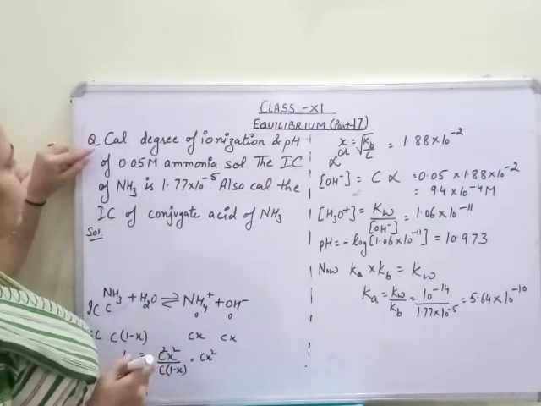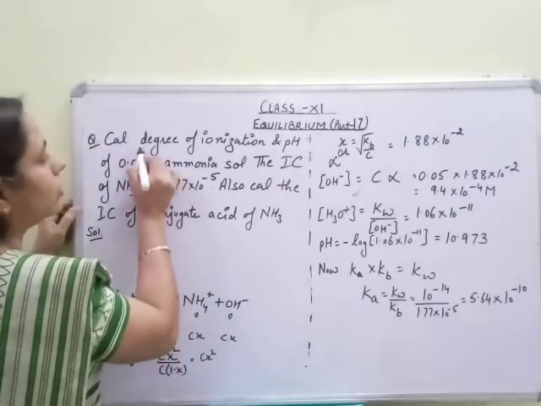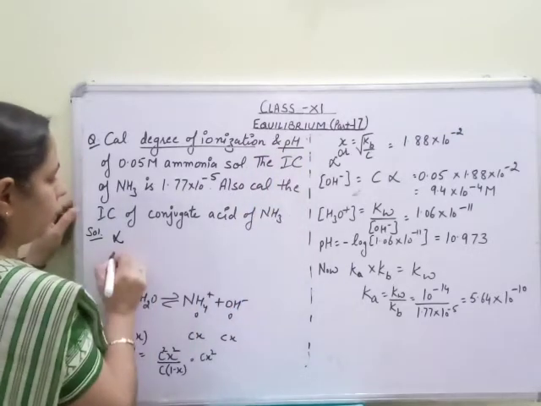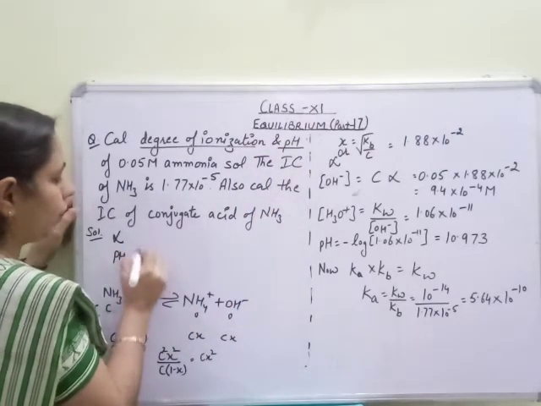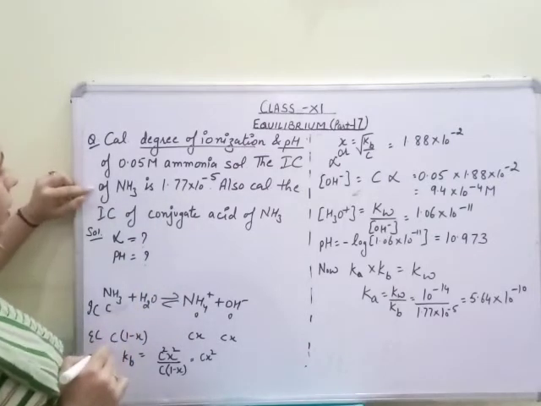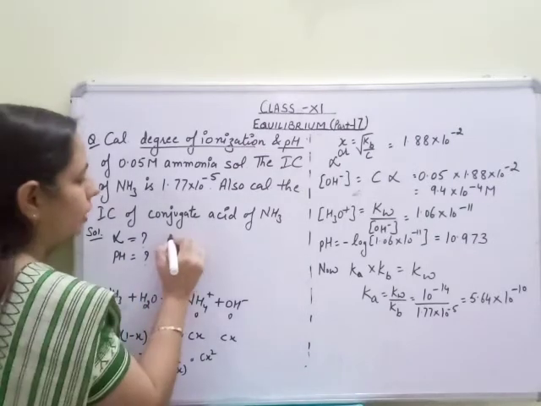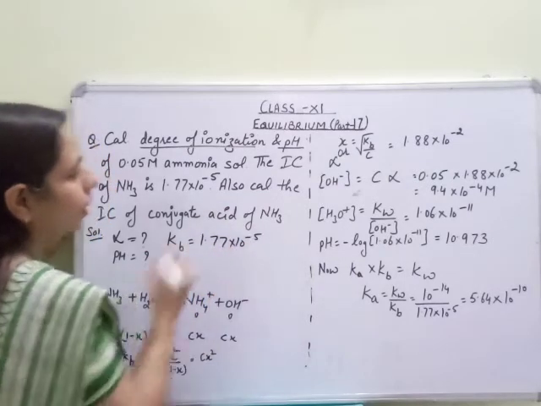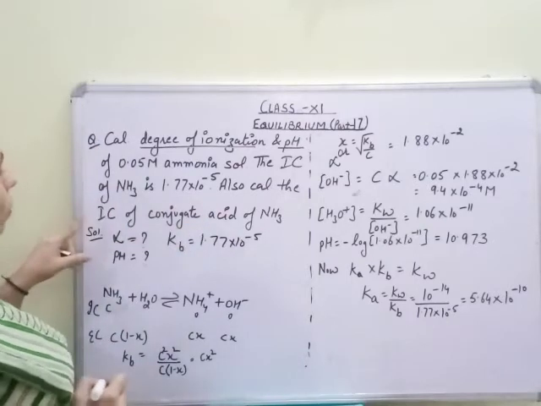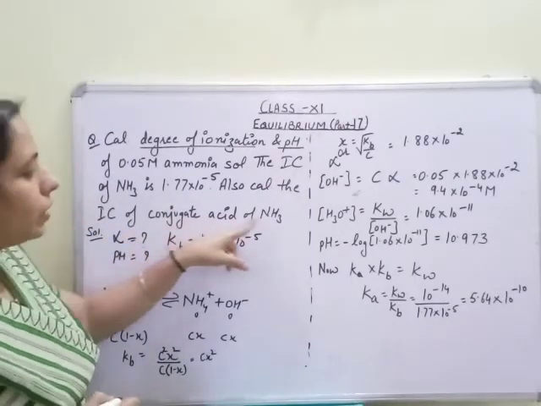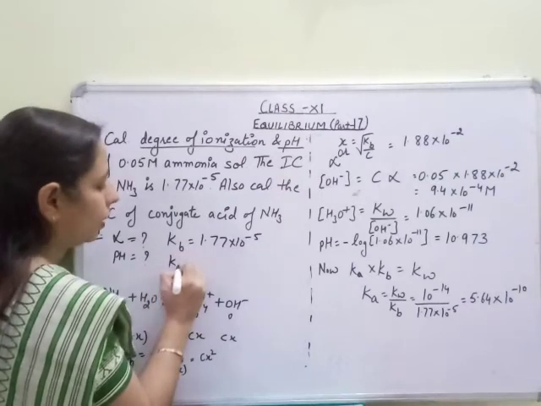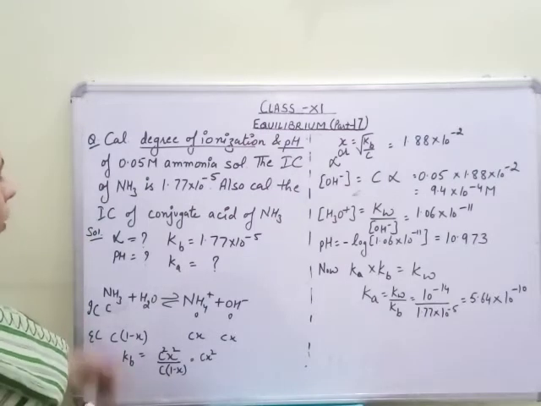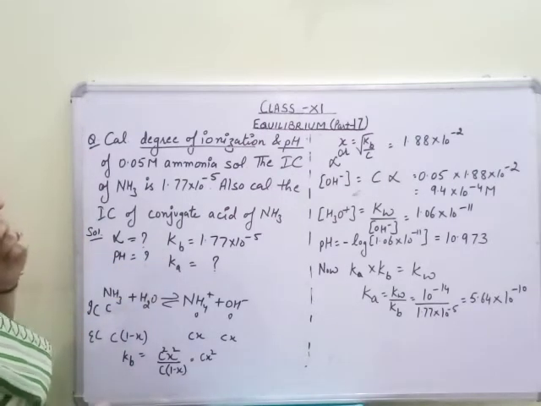Here what we have to calculate is the degree of ionization, which means we have to find alpha, and the pH of the solution. Both these are unknown to us. The ionization constant of ammonia is given to us, which means Kb is given to us, which is 1.77 into 10 to power minus 5. Also we have to calculate the ionization constant of the conjugate acid of ammonia, which means we have to find Ka for the conjugate acid of ammonia. So three things we have to find and Kb is given to us.